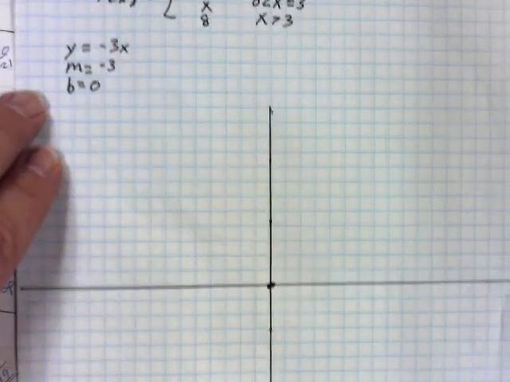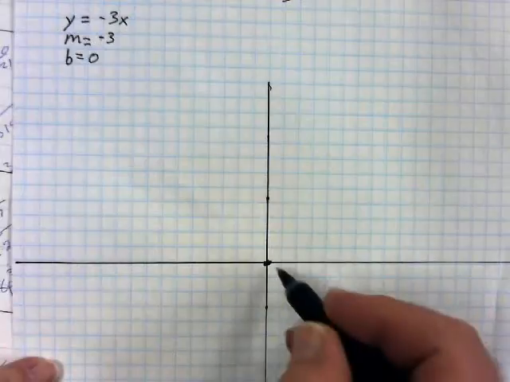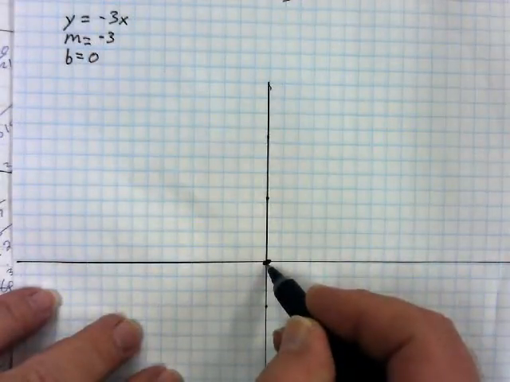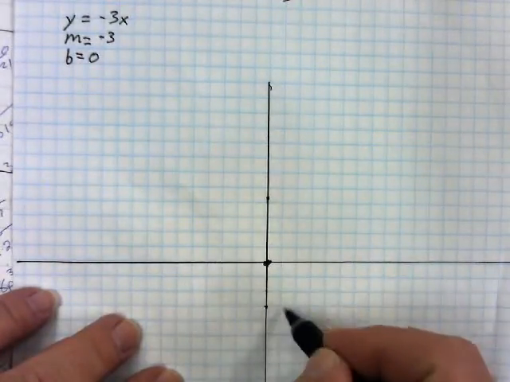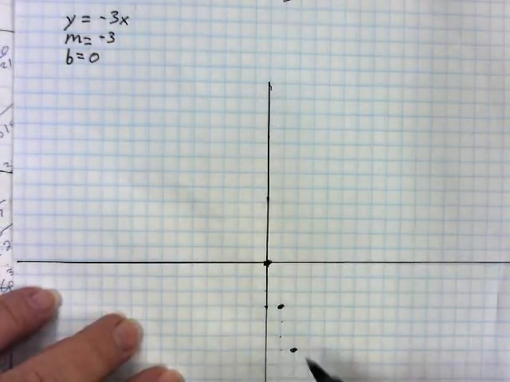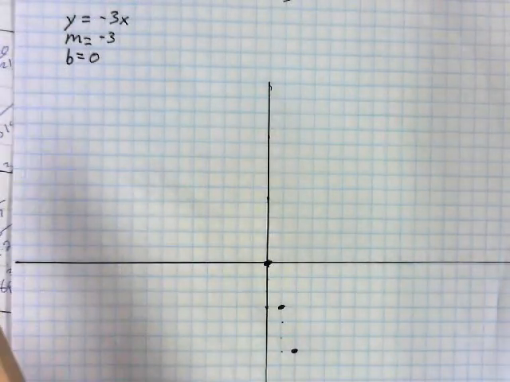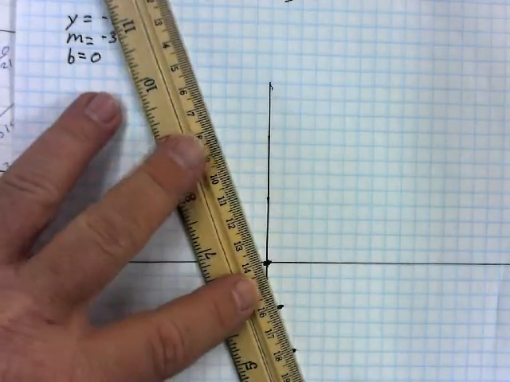So I'm going to start here. I'm going to have to use my slope and go down 3 to the right 1, down 3 to the right 1, and then I can draw a line. Is that correct? So I draw a line.